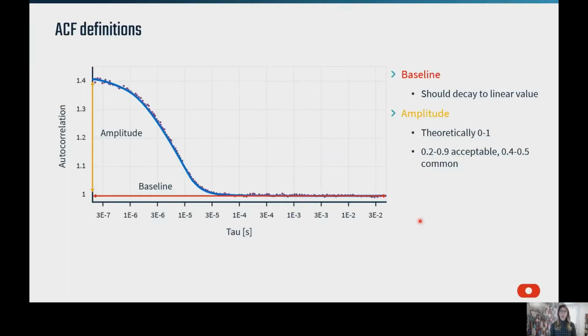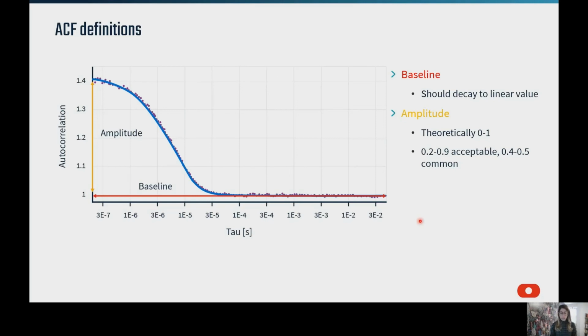So there are 2 parts of the autocorrelation function that we want to look at to distinguish between good and bad data. This would be the amplitude, the baseline, and then of course we're going to look at the fit itself to the raw data. So in red we have the baseline, which should become linear at a specific value since it's a decay function. And then we also have the amplitude in yellow, which is the height of the signal above the baseline. And as I mentioned earlier, the more scattering intensity, the larger that amplitude is going to be.